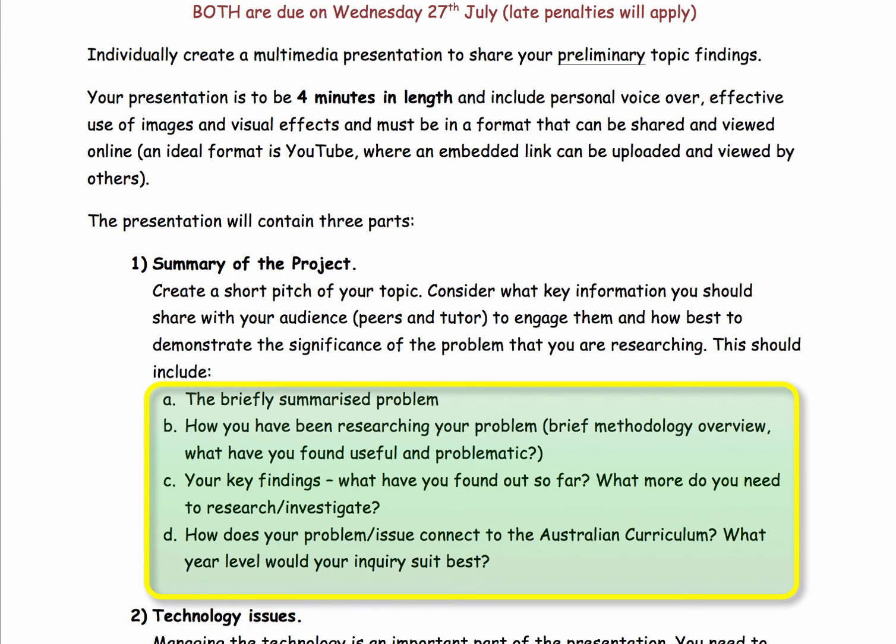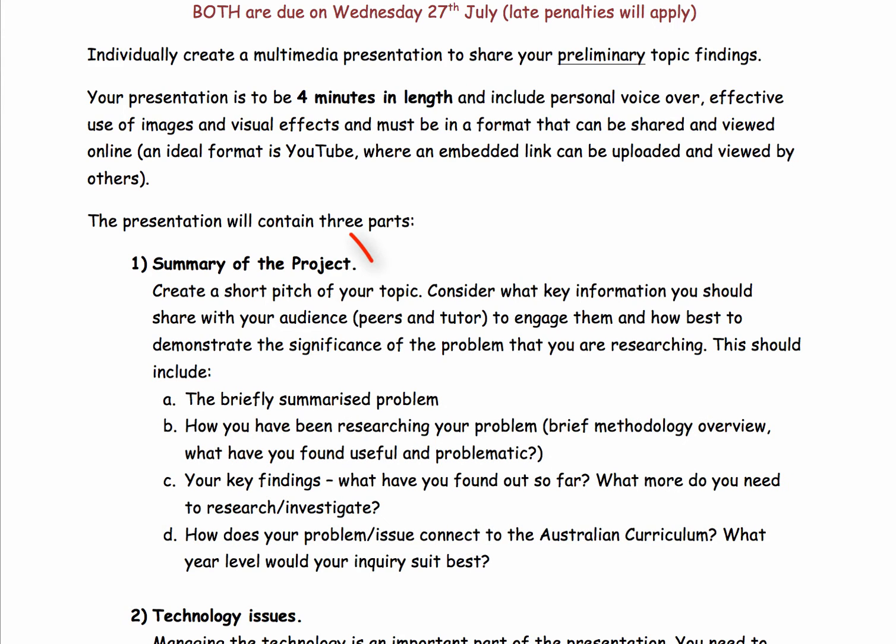And finally, how does your problem or issue connect to the Australian curriculum? Well, this makes sense because this is a BEd course and you're learning to be teachers. And what year level would your inquiry suit best? Okay, well look, that's the summary of the project.